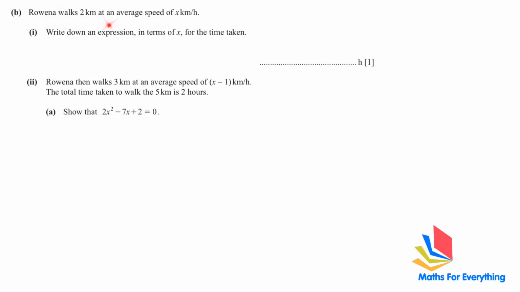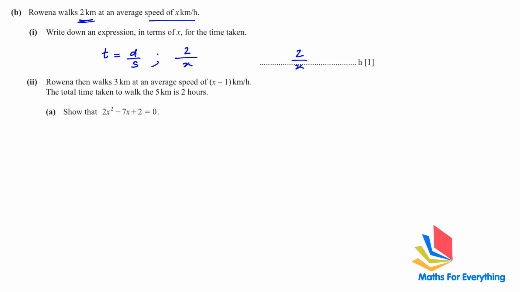B. Rowena walks 2 km at an average speed of x km per hour. Write down an expression in terms of x for the time taken. To find time, we divide distance by speed. Our distance is 2 and the speed is x. So 2 over x is the time taken in hours.